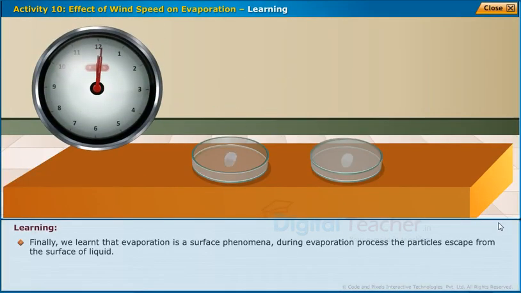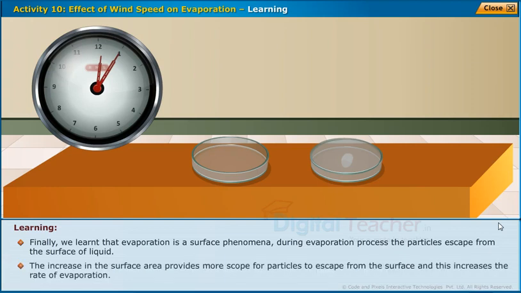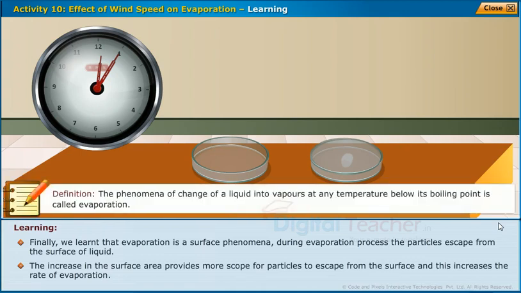Finally, we learned that evaporation is a surface phenomenon. During the evaporation process, the particles escape from the surface of the liquid. The increase in the surface area provides more scope for particles to escape from the surface, and this increases the rate of evaporation. The phenomenon of change of a liquid into vapors at any temperature below its boiling point is called evaporation.